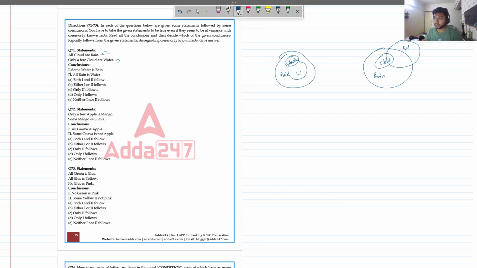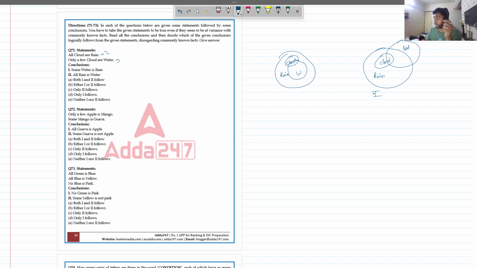Let's see the conclusions. Some water is rain. That is true for both the cases. In whichever case a conclusion is correct, I will write its number. So some water is rain. Okay, it is true for this case. No, it is not true for this case. It is only true for this case. Some water is rain. For this case, all water is rain. So for this case only conclusion 1 is right.